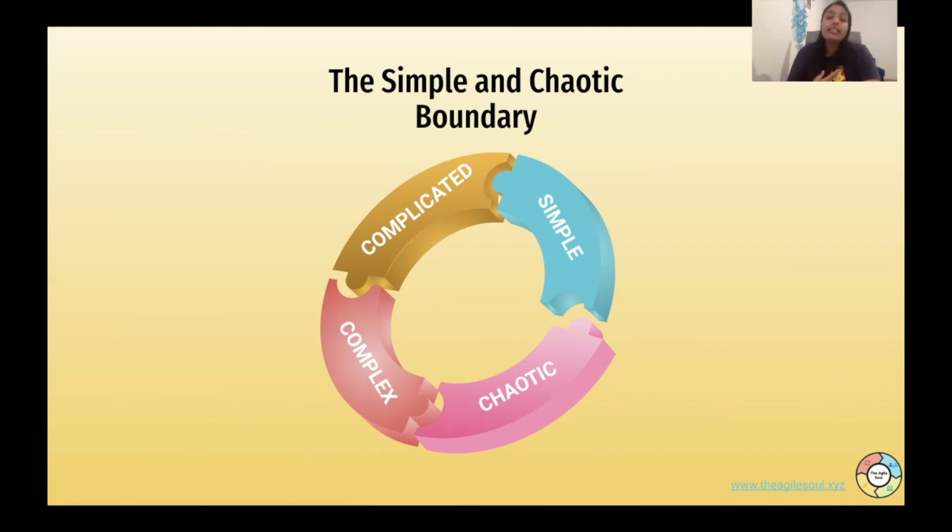And the reason is because when you work in a simple system for too long, you start to see things as black and white. It's simple. You know there are certain best practices. One thing leads to the other, and that's it. And you start moving from the center of the system towards the boundary of simple and chaotic. You start becoming relaxed. You start taking it easy. And we call this boundary the complacent zone, because you become very complacent.